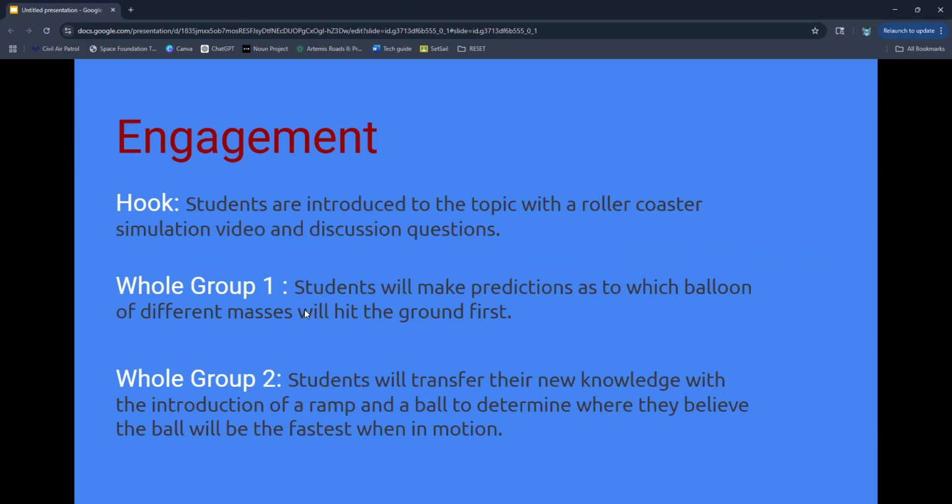From their hook, from asking those questions and looking at the roller coaster, they are going to make predictions as to which balloon of different masses will hit the ground first. We're going to introduce kinetic versus potential energy vocabulary at this point. And then we will have students transfer their new knowledge with the introduction of a ramp and a ball to determine where they believe the ball will be the fastest when in motion.